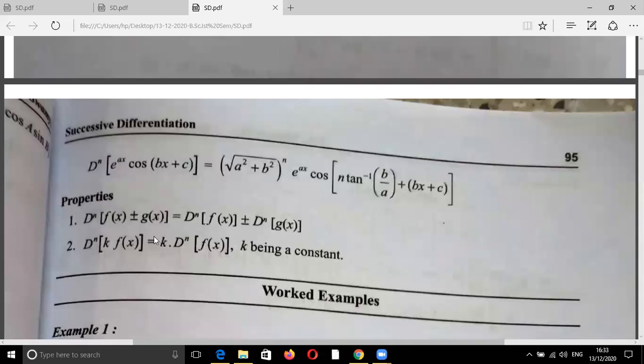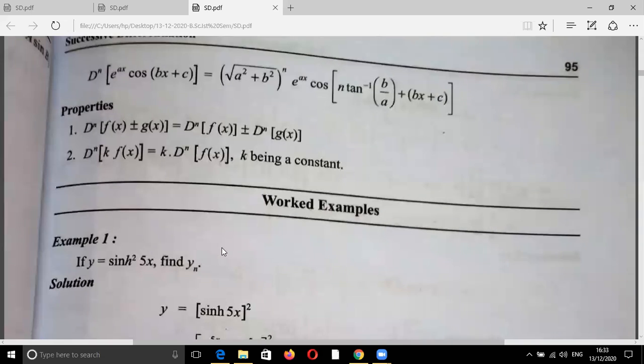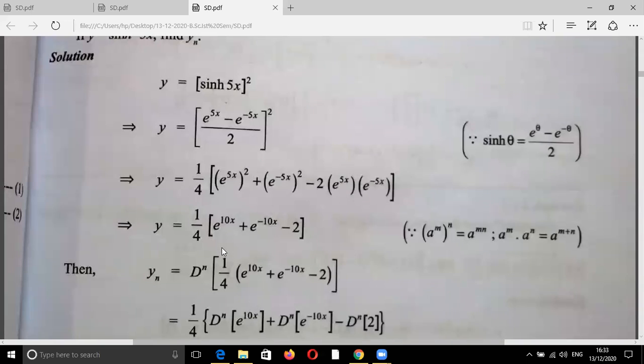Now here you see there are two properties. The linearity property: the nth derivative of f of x plus or minus g of x equals d to the power n f of x plus or minus d to the power n g of x. And d to the power n of k f of x equals k into d to the power n f of x, where k is a constant. If k is a constant, you can take k outside, and take the nth derivative of the remaining thing that contains x.